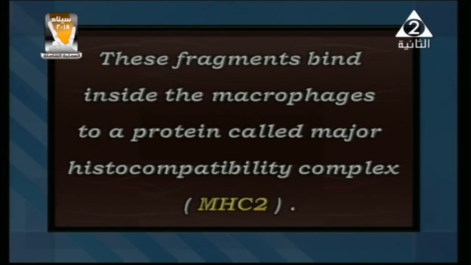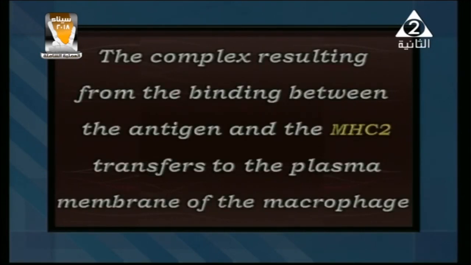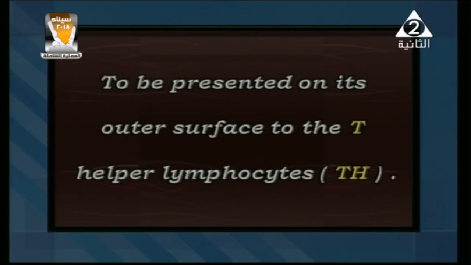After that, these fragments bind inside the macrophages to a specific protein called the major histocompatibility complex, MHC2. The complex resulting from the binding between the antigen and MHC2 transfers to the plasma membrane of the macrophage to be presented on the outer surface to the T helper lymphocytes. We have a picture here to show what happened.